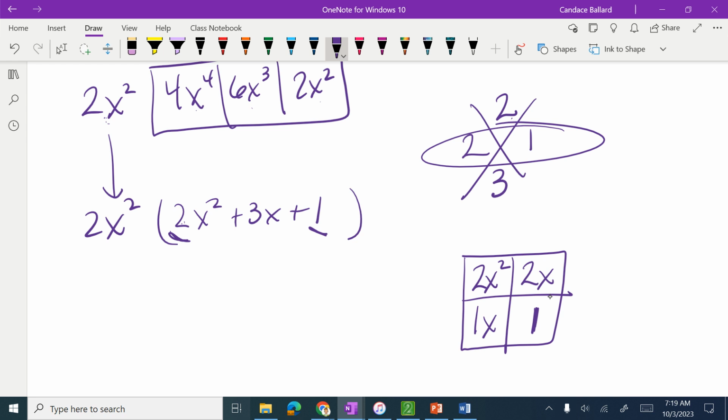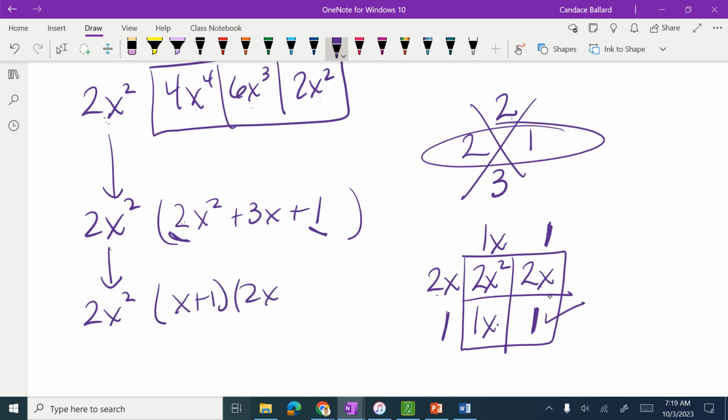Then I ask myself what times what is 2x squared, and that would be 2 and 1. My 2 divides the 2x, so I put it on the left. Then I ask myself what times 2x is 2x, and that's 1. What times 1x is 1x, and that's 1. And then I check it. 1 times 1 is 1. Don't forget to drop your factor. And then I'm going to write x plus 1 times 2x plus 1.